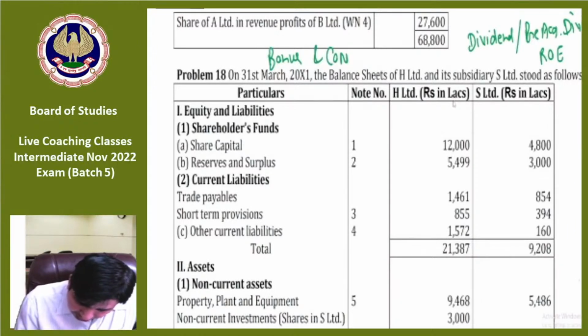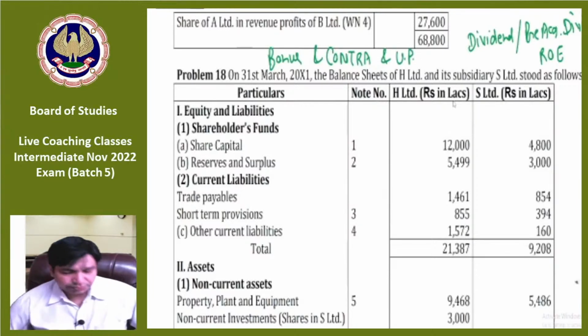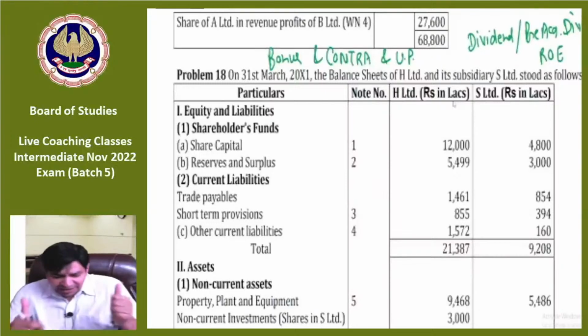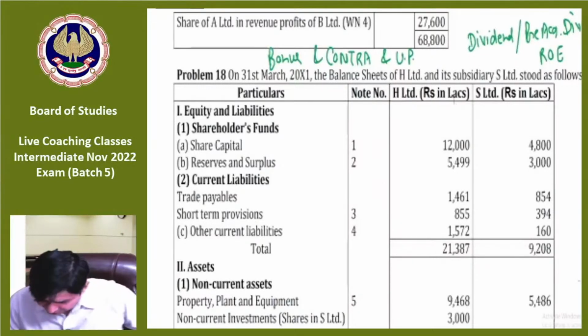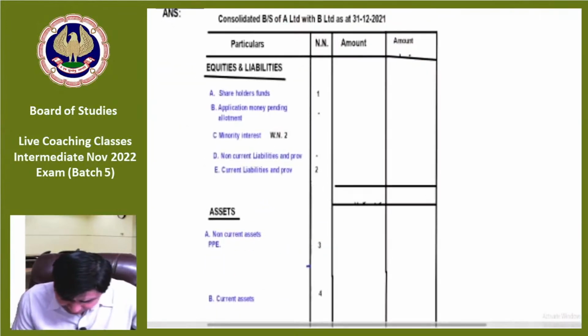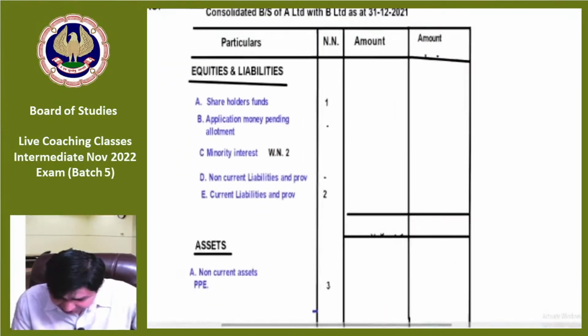Contra items are also here, and unrealized profit is also here. Are you ready? Give me a ready so that I can solve the question. Everyone, please prepare a format. I have already prepared a format to save your time, because that takes time.